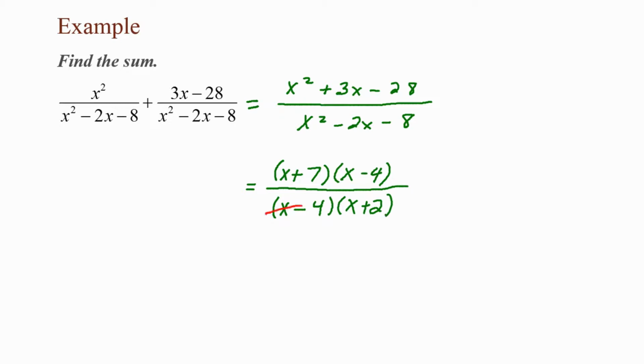The x minus 4's cancel, so my final answer is x plus 7 divided by x plus 2. I can't cancel any further because of the plus sign. It doesn't allow me to cancel out my x's.